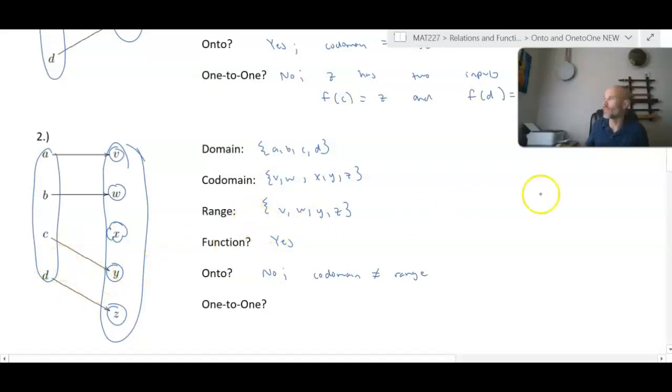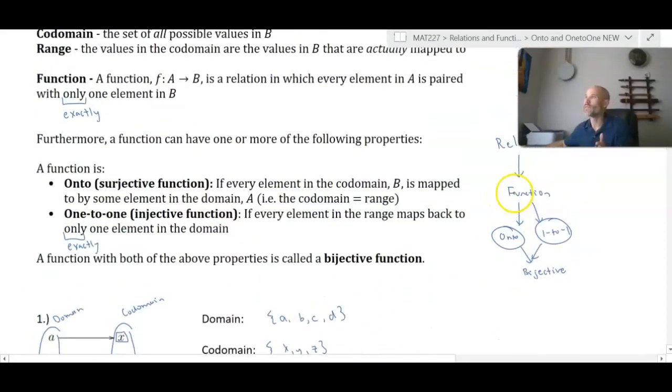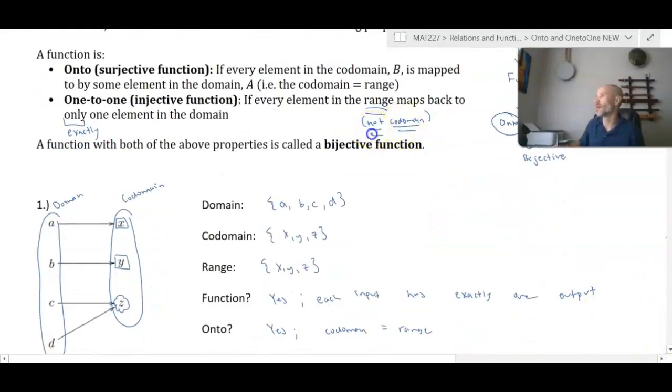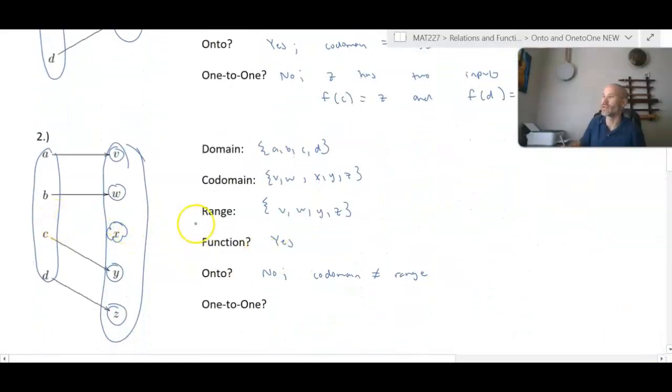Well, here's an important distinction: we're not saying every element in the codomain has to have one element in the domain. The definition of one-to-one means every element in the range maps back to exactly one element in the domain. So I'll just say not codomain. So if you're worried about that element X and hey, it doesn't generate a single input, well, we're talking about the range leading back to exactly one element in the domain.